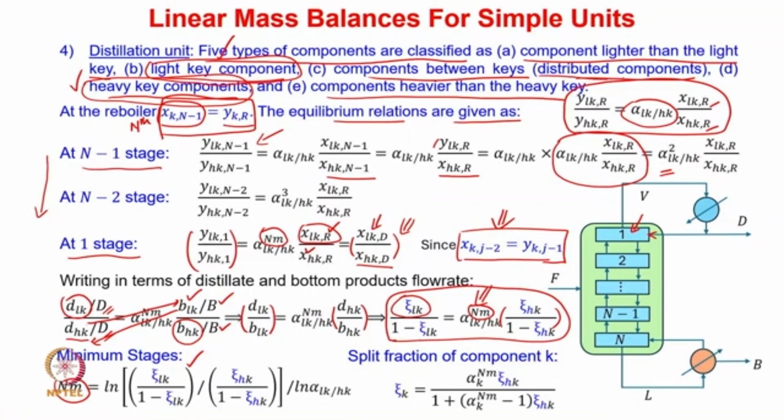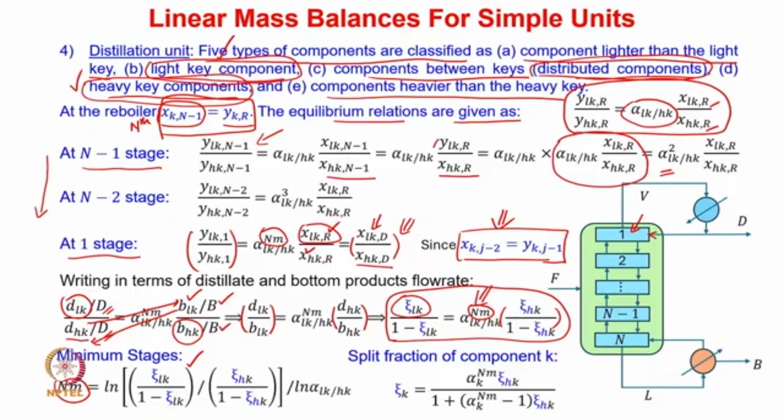But remember, between light key component and heavy key component there are distributed components. So there are different components present, and we wanted to find out the distribution, we wanted to find out the split fraction of these distributed components. So we can rearrange this equation to calculate the split fraction of the different components that are distributed between light key component and heavy key component.